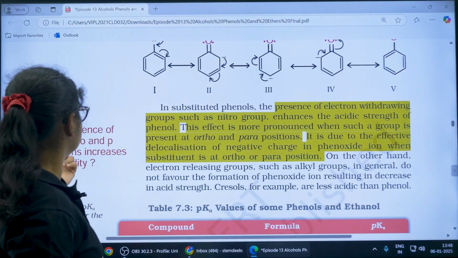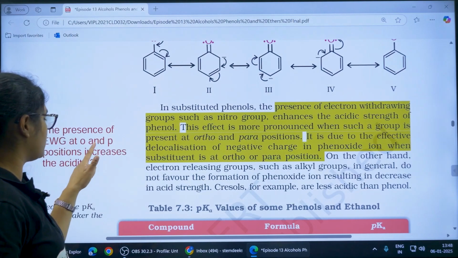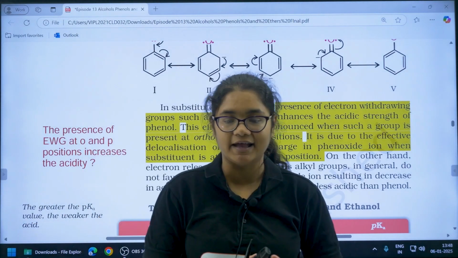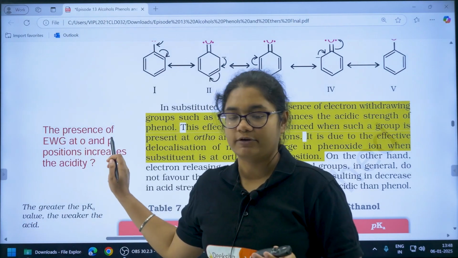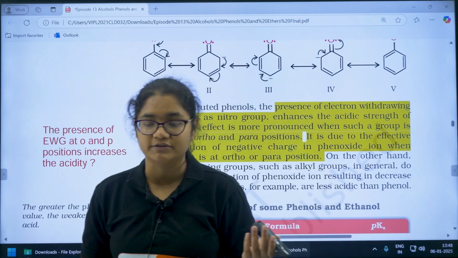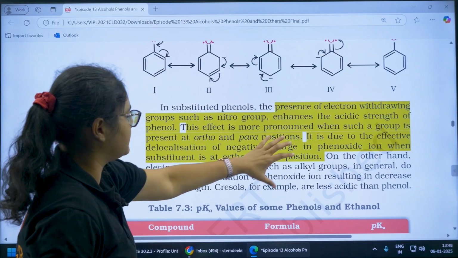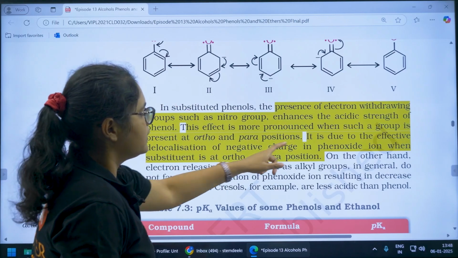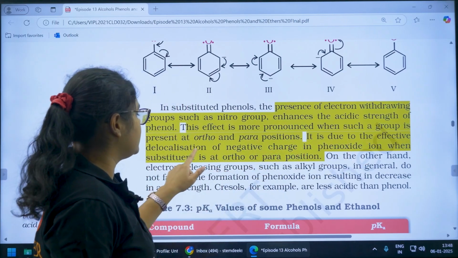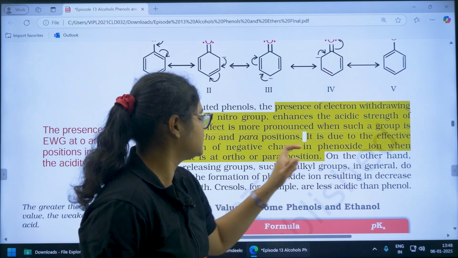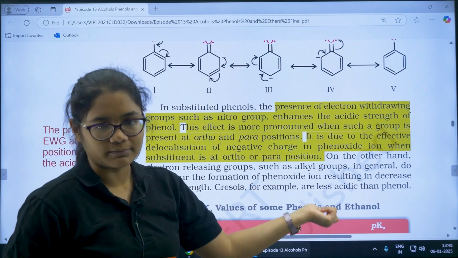Next, coming to the presence of an electron withdrawing group at ortho and para position increases the acidity. What is the reason for that? This can be the answer here: it is due to the effect of the delocalization of negative charge in the phenoxide ion when the substituent is at ortho and para position.